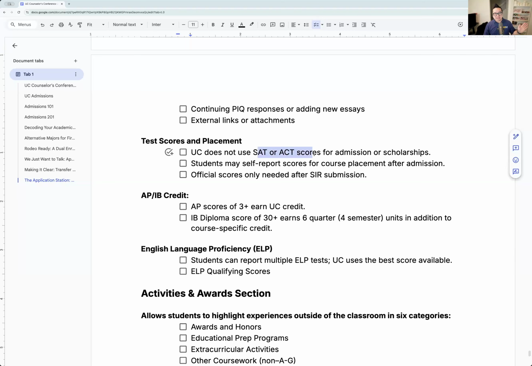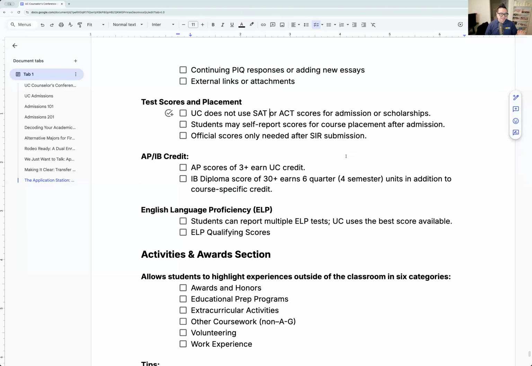Do not show your test scores. They don't want to know it. They say don't do it. Share your AP exams, everything as well.